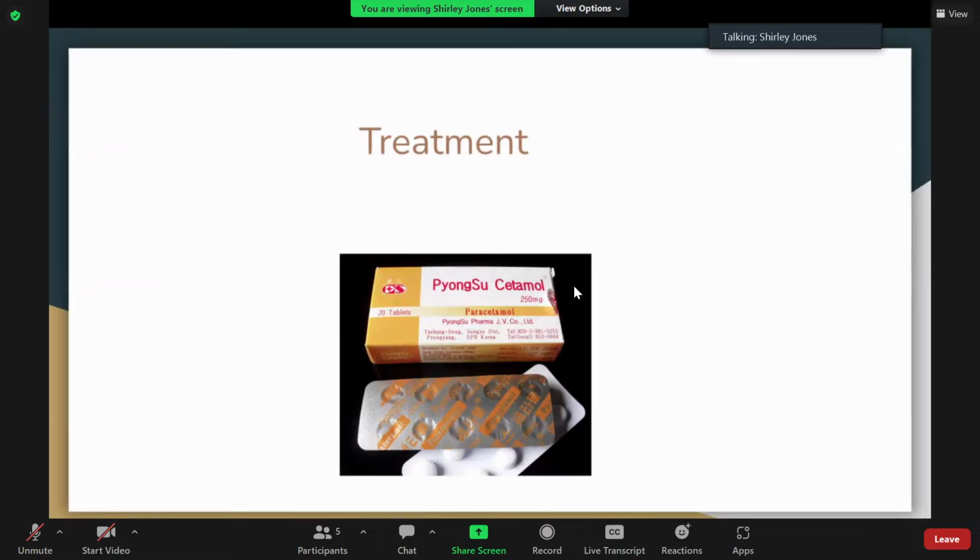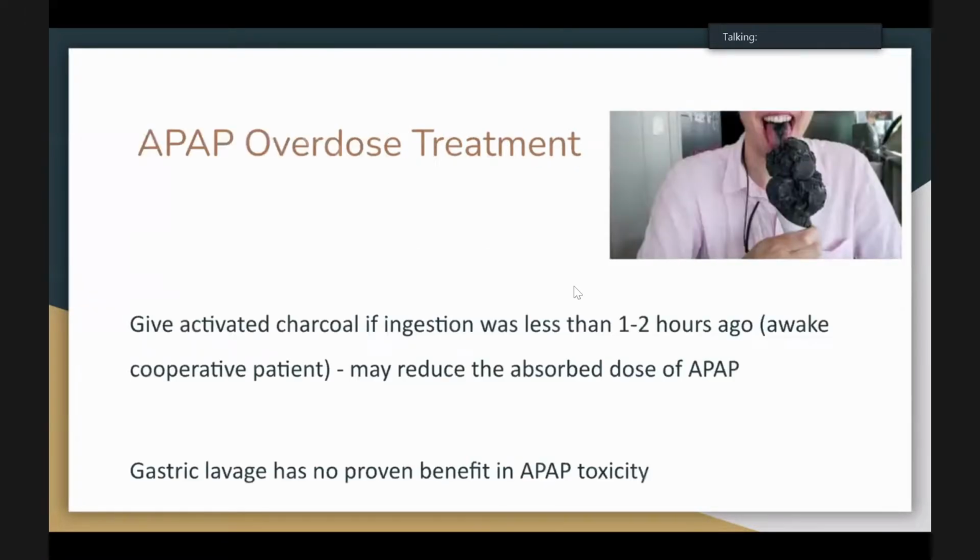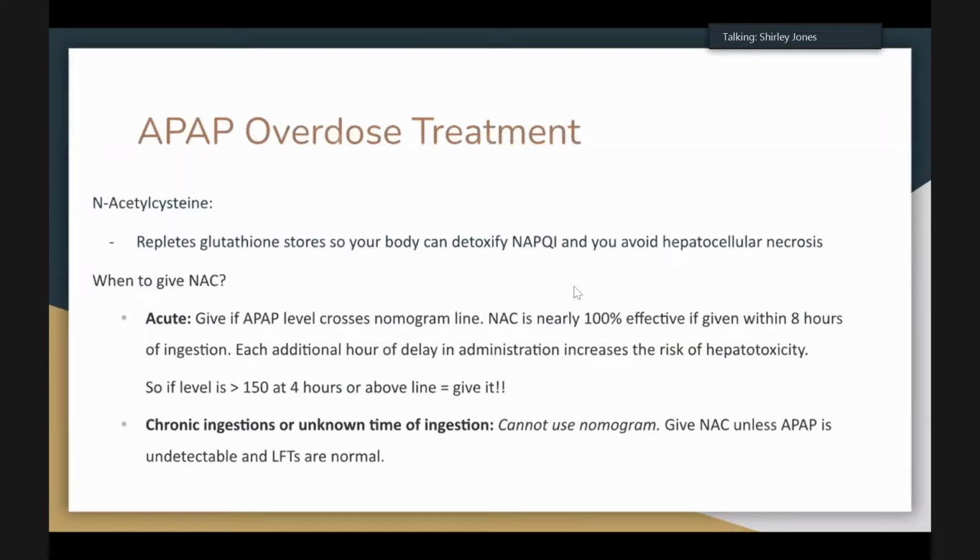So let's talk about treatment. If somebody comes in less than 1 to 2 hours after their overdose and they're awake and cooperative, you should give them activated charcoal. It might reduce the absorbed dose of Tylenol. And gastric lavage does not do anything for Tylenol toxicity. And N-acetylcysteine is our absolute key. It works, again, by repleting glutathione, so our body can detoxify NAPQI and we avoid hepatocellular necrosis.